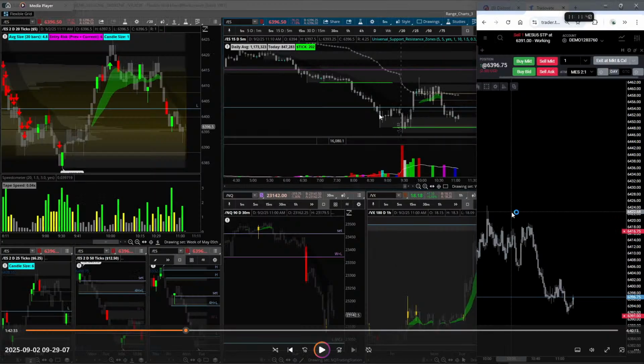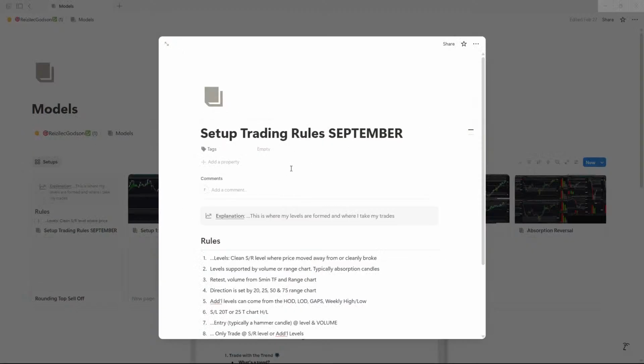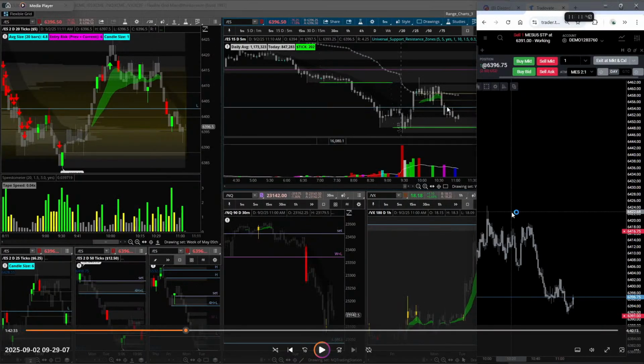This was a yellow candle, it's absorption, right? Started here, then price broke down below it, but still everything there, right? Check. Retest volume from 5-minute time frame and range chart. Retest volume. So we got volume coming in, but this is low volume, and we should actually be testing way down here. Turner told me not to enter, but I did. We also had volume here, so this is why I entered. But this low volume should not have been my entry. It should have been down here where the actual volume was at.